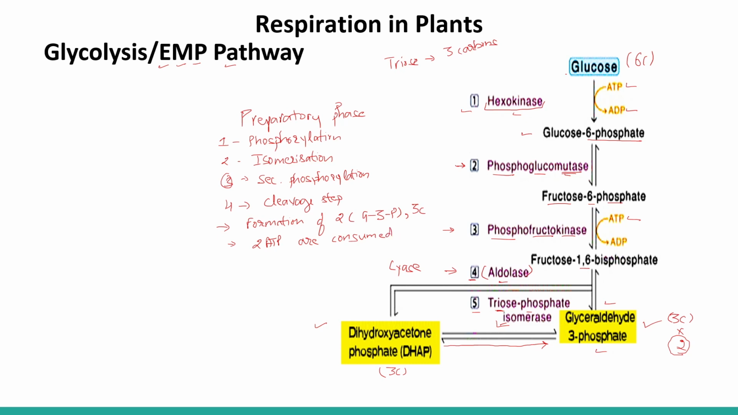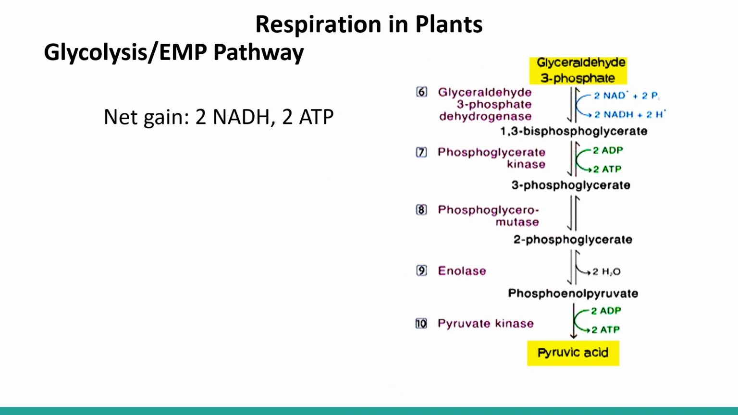Now come to the next step, which is the 6th step. What is happening here? Oxidation of glyceraldehyde 3-phosphate takes place into 1,3-bisphosphoglycerate, or you can also write this as 1,3-bisphosphoglyceric acid.